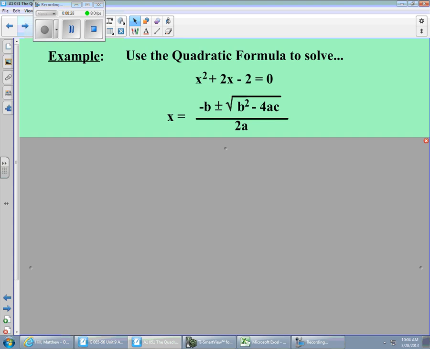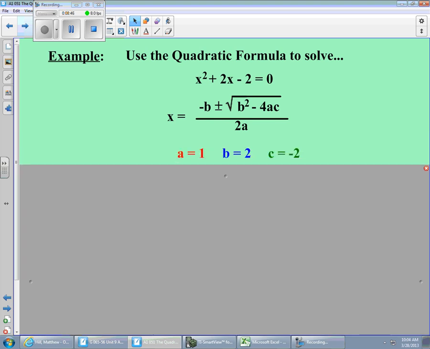Okay. What's B? Positive 2. Okay, right? B is the coefficient of x to the first, so there it is. And what's C? Negative 2, right? Remember the sign belongs to the value that follows it. Okay, so A is the coefficient of x squared. B is the coefficient of x to the first, and C is the constant. Okay, just a number. Okay, so we got 1, positive 2, and negative 2.